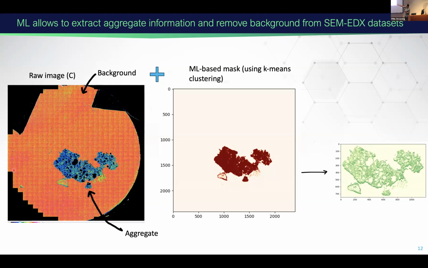So in the SEM-EDX, you have a background. What we do is we manually mask and label the background with respect to the aggregate. So this is the background that is on my pointer, and this is the aggregate. First, you use a simple k-means clustering to differentiate between the background and the aggregate. Once you create a mask, you remove the background and extract the information within the aggregate, but you still have a lot of background here. And it changes from aggregate to aggregate.